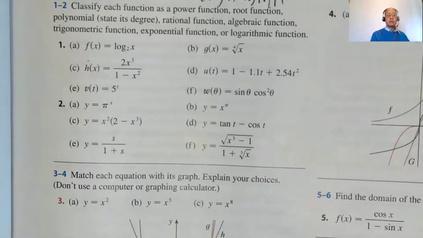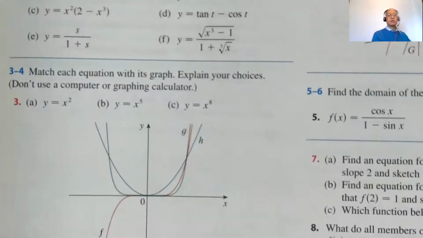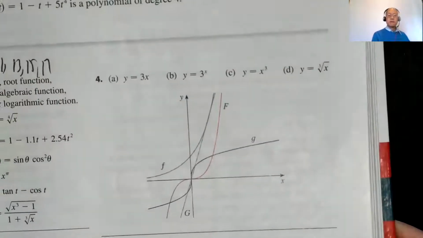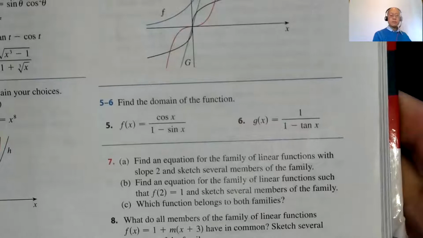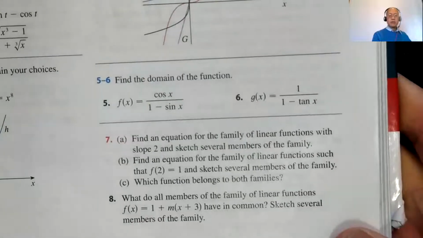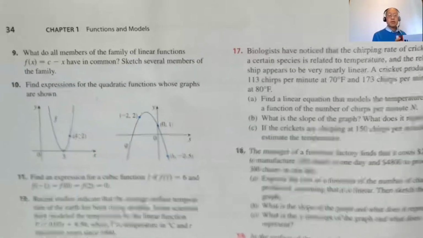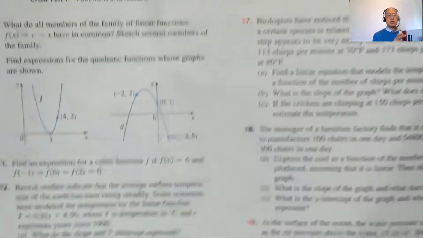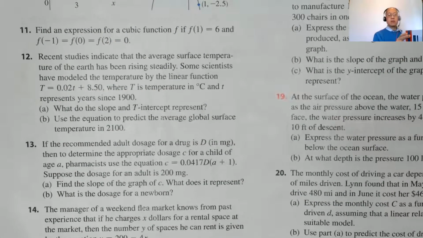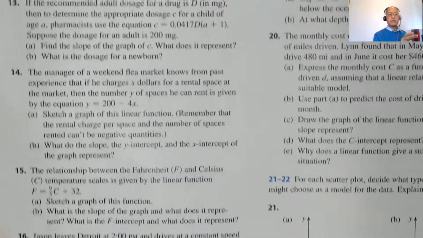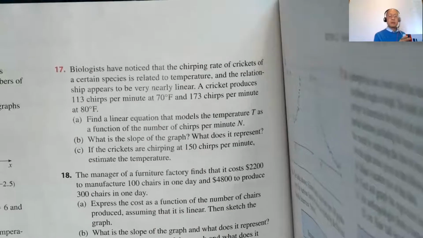So here's that. 3, 4, 5, and 7. So on the next page, 13, 15, 17. Okay.